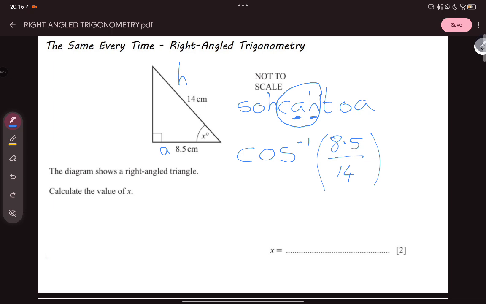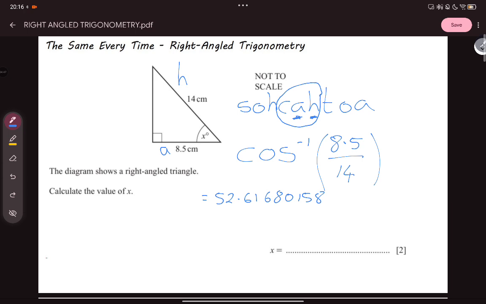So we just type it into our calculator like this. Shift and cosine gives me the inverse cosine, fraction button inside the bracket. Have a go at typing this into your calculator. 8.5 divided by 14. Put the second bracket on. And my calculator gives me this. I'll write down my full calculator answer. 52.61680 is my full calculator answer.